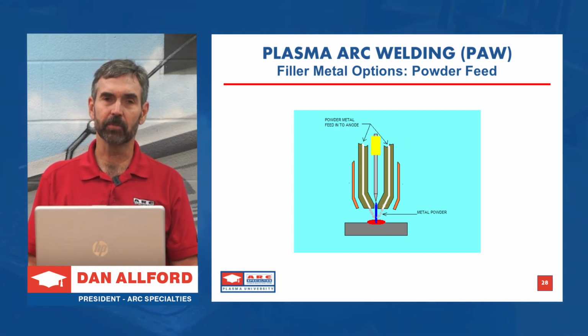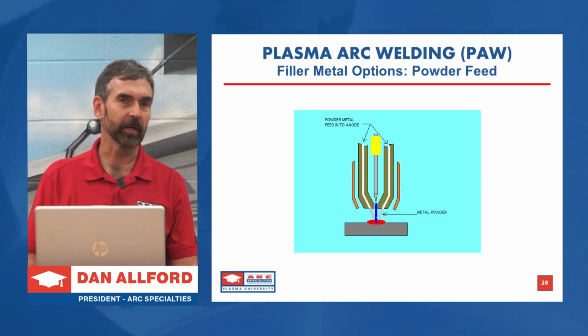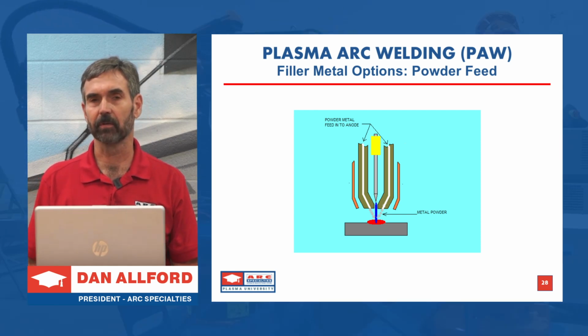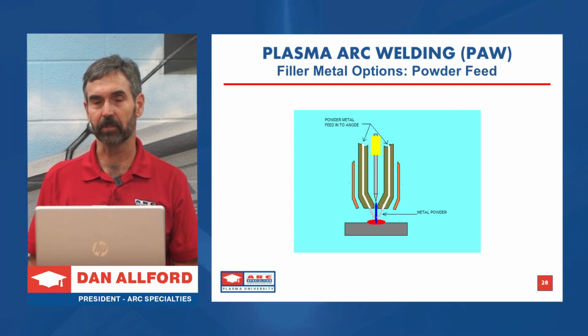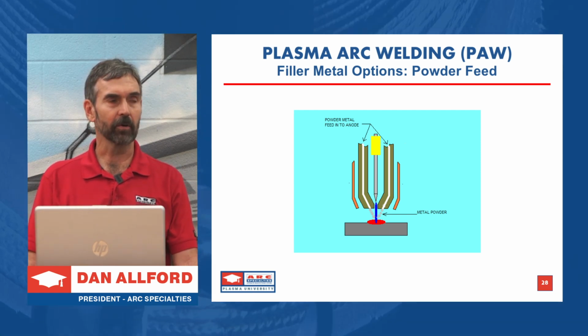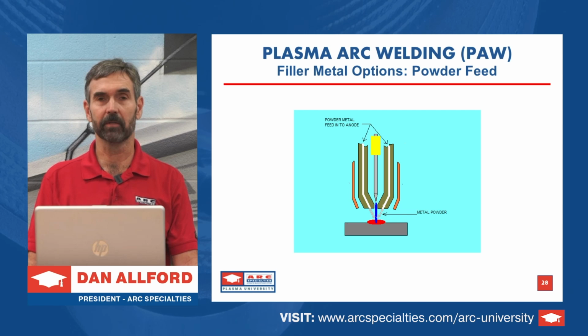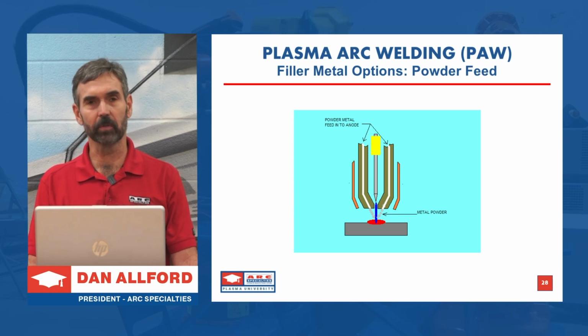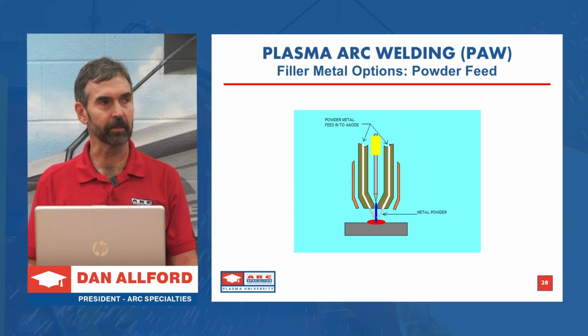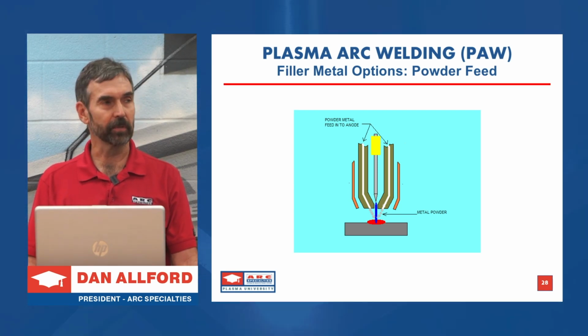It allows us to use materials which can't be made into a wire. And by that I mean something that's too brittle to make into a wire, or something that has too high a carbide percentage to be made into a wire, or something which simply doesn't exist in wire form. You can create your own alloys on the fly by blending powdered filler materials. So this really opens up a whole lot of possibilities, and it's one of the major reasons that we're running plasma today.